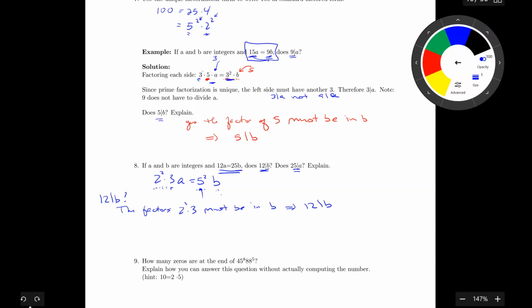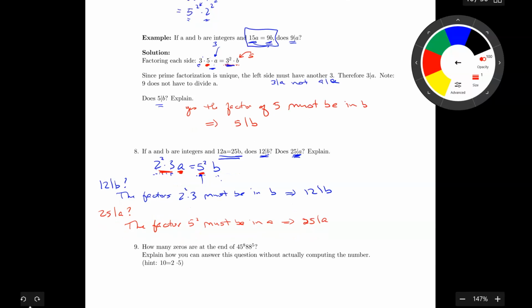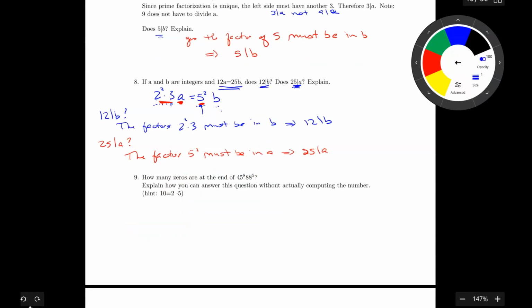Okay, how about 25? Does that divide a? So let's look over here. I see that I've got 5 squared on this side. There are no 5s here, so does it have to be in here? It does. So does 25 divide a? The factor, I guess, of 5 squared must be in a, so that must mean 25 divides a.